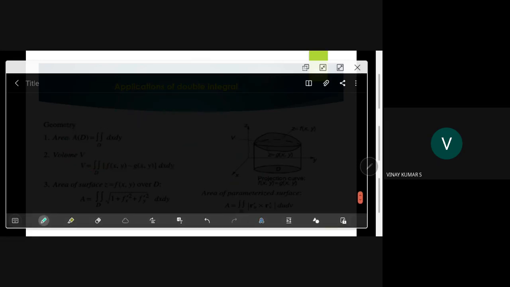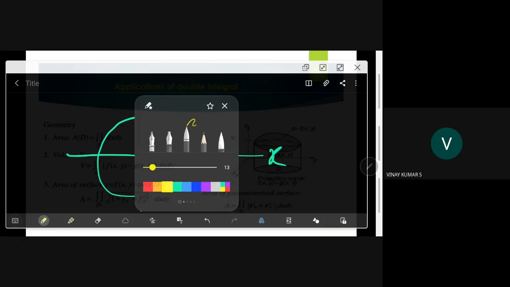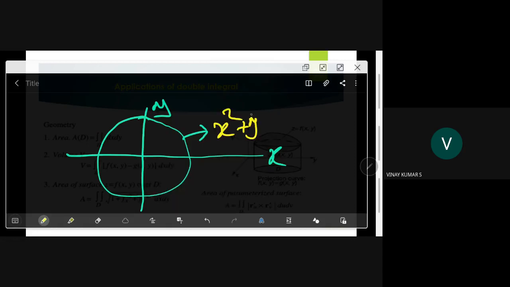Suppose I ask you to find, suppose we don't know the area of the circle. I say that there is a region here. That region is enclosed by the circle centered at origin with radius 1. That is what I told. So the boundary is described by x square plus y square is equal to 1.